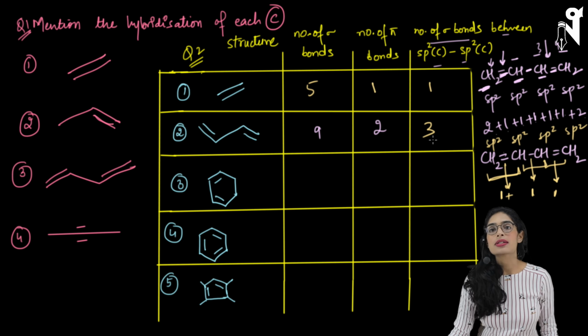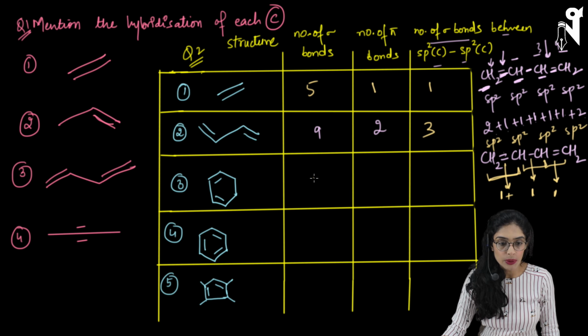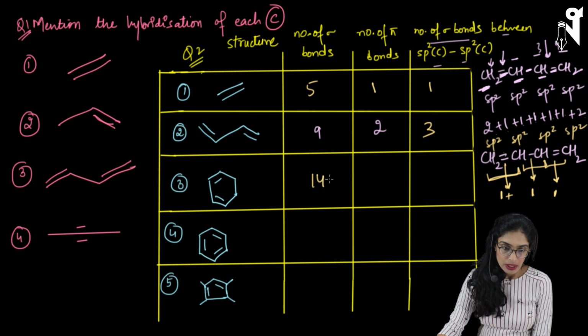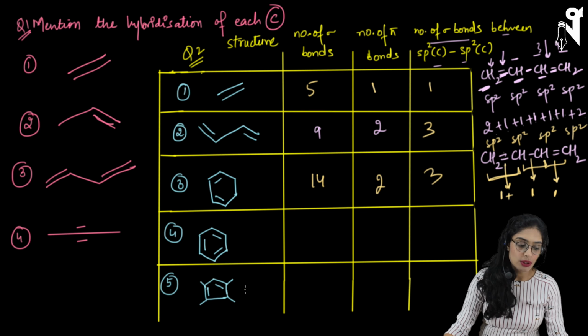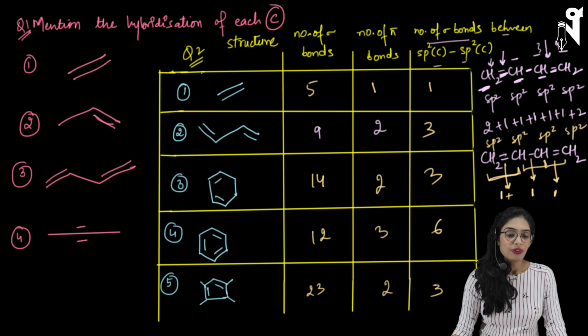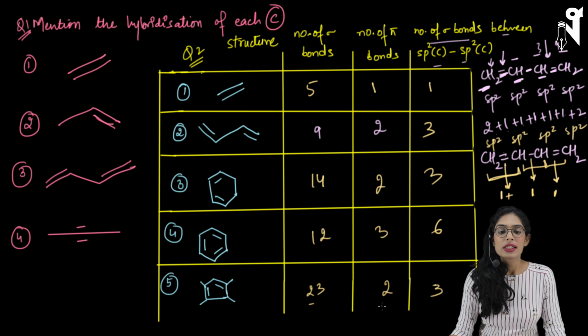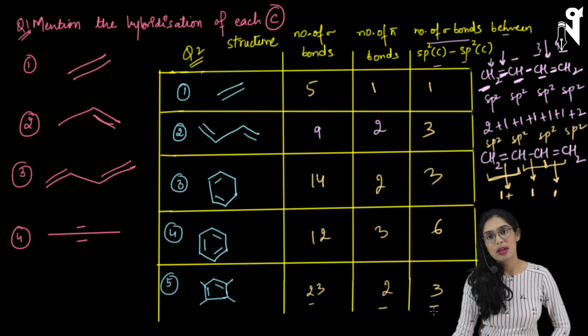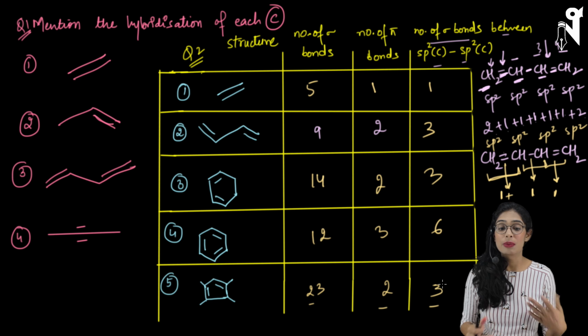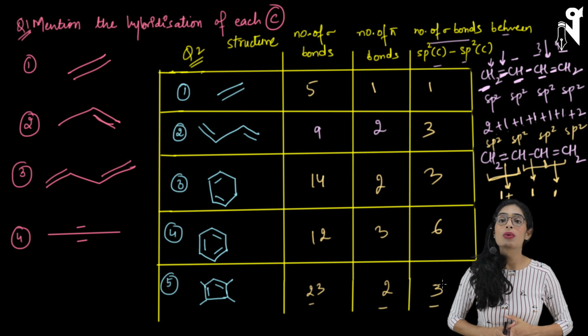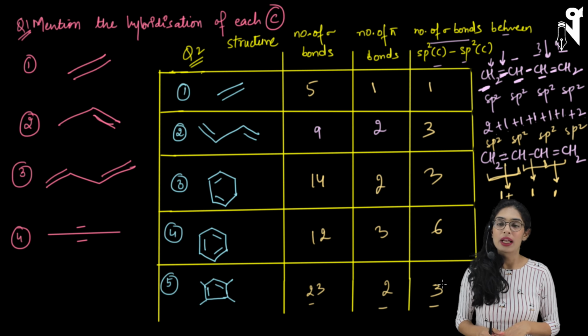I'll be directly writing the answers, match your answers with that. So the answer for the third one is 14 sigma bonds, then 2 pi bonds, and then 3 sigma bonds between sp2 and sp2. For the fourth one, the number of sigma bonds are 12, then 3, then 6, and then the fifth one. So the answer for the fifth one is 23 sigma bonds, and then 2 pi bonds, and then 3 sigma bonds between sp2 and sp2 hybridized carbons. So these are the answers. Verify and ask me if you have any doubt, anything which you have not understood, so that I can explain it. Till here, if you have any doubt, you can post the questions in the doubts group and I'll help you out.